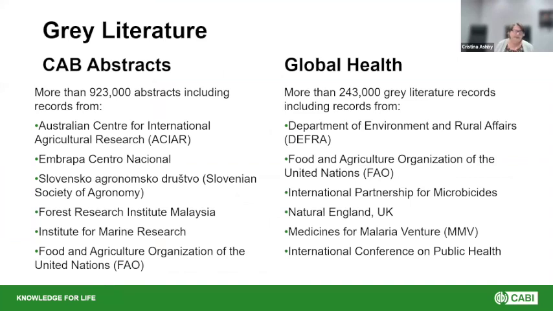And these are just some of the types of publications that we abstract from the grey literature. Things like reports from the Australian Centre for International Agricultural Research, Embrapa, Slovenian Society of Agronomy, Forest Research Institute Malaysia, FAO, DEFRA here in the UK, the International Partnership for Microbicides, Natural England, Medicines Formulary. So these are just some of the representative organizations whose content we index as grey literature.